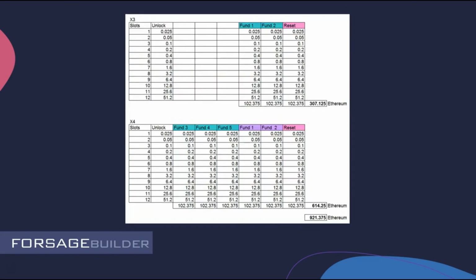This chart shows the amount of Ethereum in each slot of the X3 and X4 programs with associated totals. This is technically what is being contributed to your campaign, which brings up a very important point. Ethereum is very different than fiat currency such as the dollar, pound, euro, yen, ruble. It fluctuates in price based on its market value.